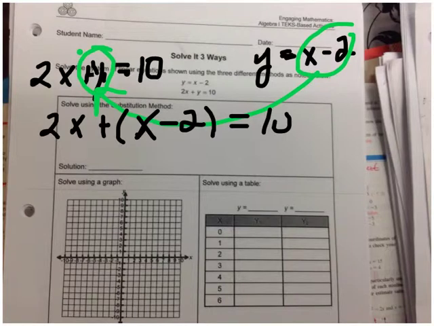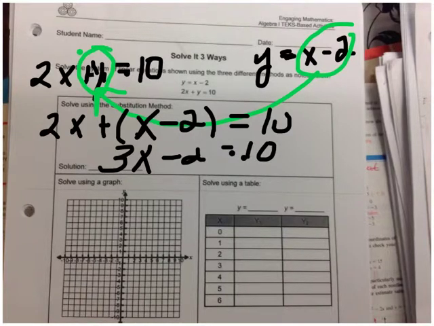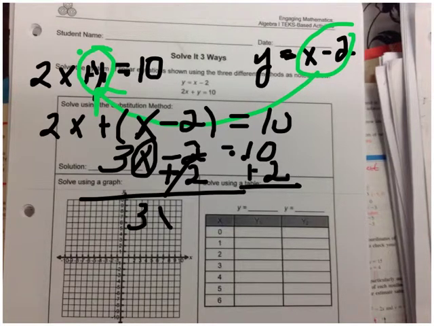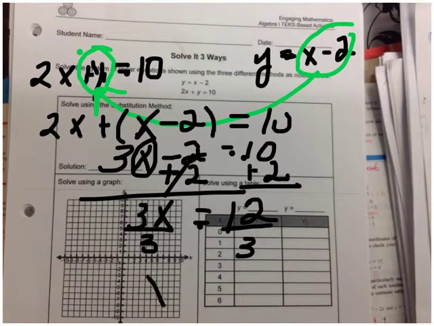If you have 2x plus x, what's that going to be? That's 3x, right? You have 3x minus 2 is 10. So I could solve for x now. I could say, okay, I want to get x by itself. I'll add 2 to both sides. That would give me 3x is equal to 12. And if I divide both sides by 3, what is x going to be equal to? Hey, we knew that already because we graphed it and saw that was the solution.